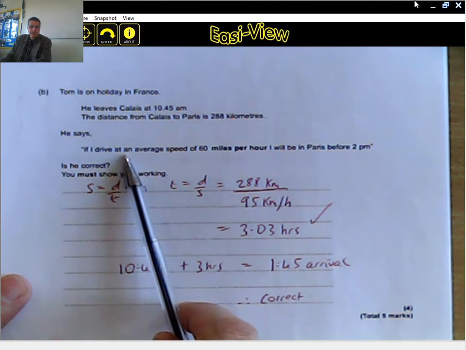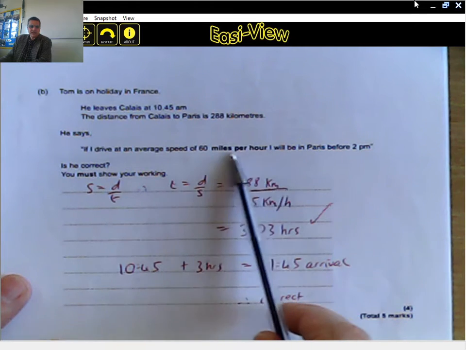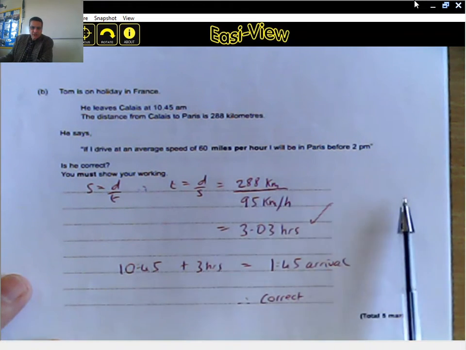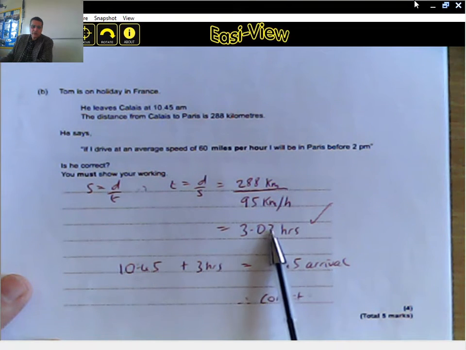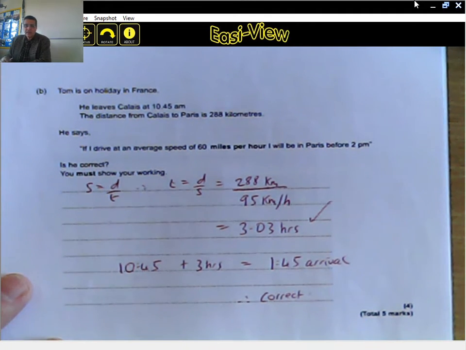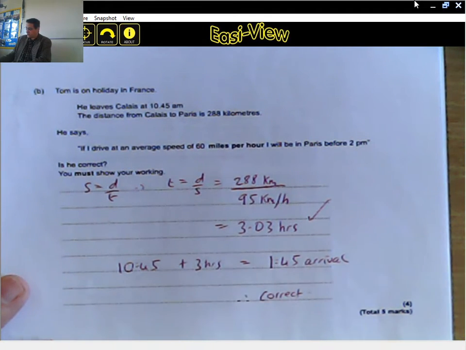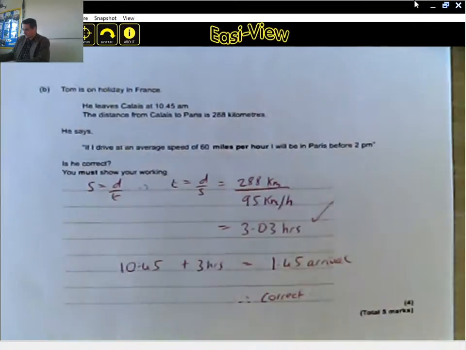If I drive at an average speed of 60 miles per hour, I'll be in Paris before 2 o'clock. Well, that's definitely before 2 o'clock. And I really can't be bothered with 0.03 of an hour. 3 over 100 times 60, 360 is 180 over 100. What's that going to give us? Anyway, I'm not going to work out the minutes. I'm definitely arriving before 2 p.m. Is that okay? 4 marks.